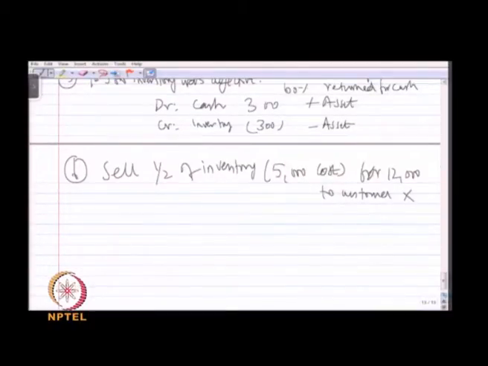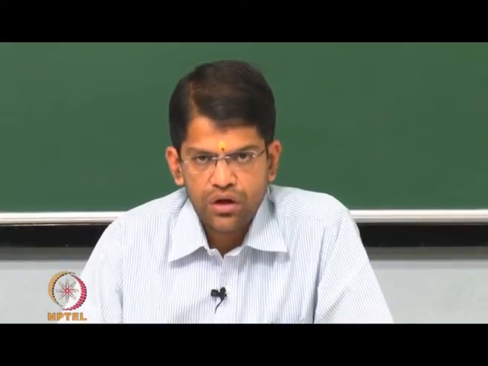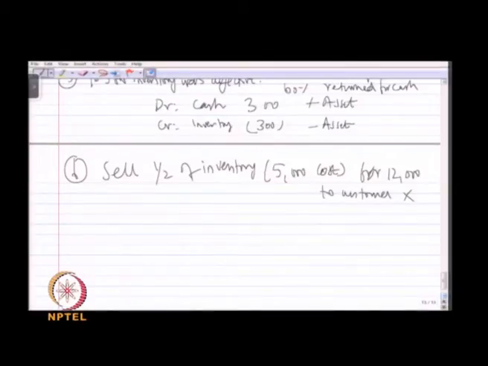So, I sell half of inventory, in this case 5,000 worth, the cost of the inventory 5,000, for 12,000 to some customer X. So, we will begin with debit. Since the sale is made on account, we will record it as debit. First, accounts receivable, the sale value is 12,000. It is an increase in asset.